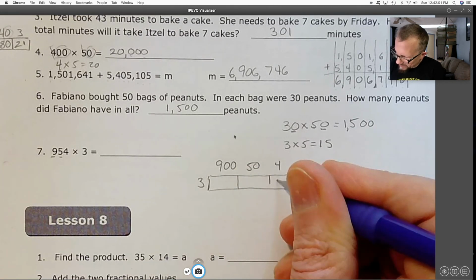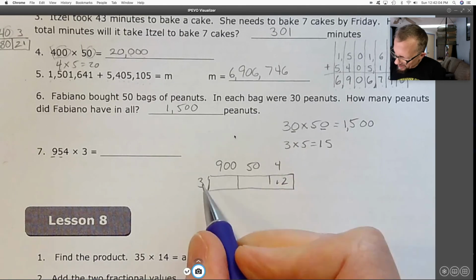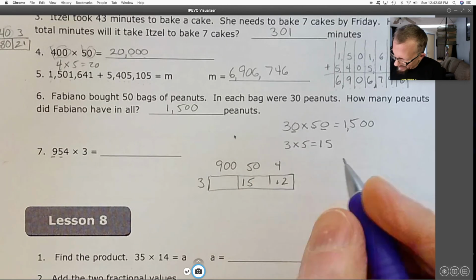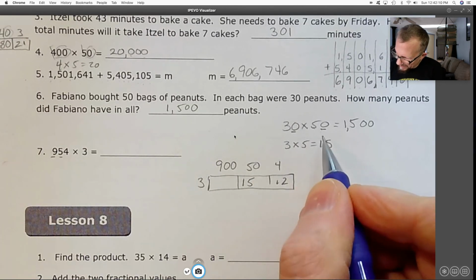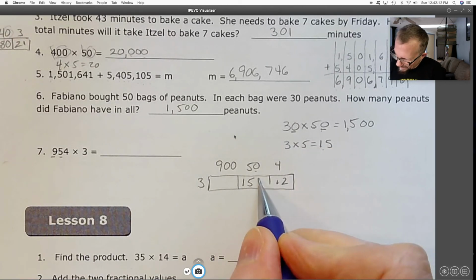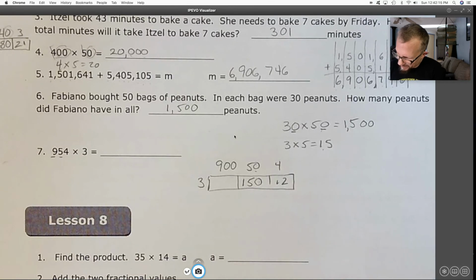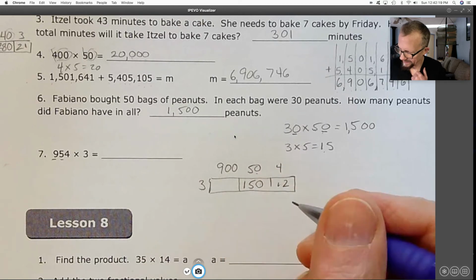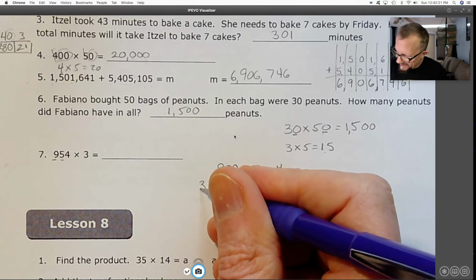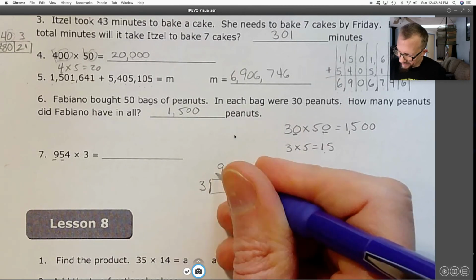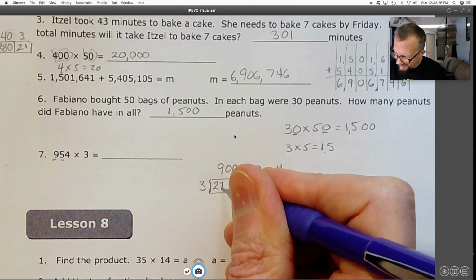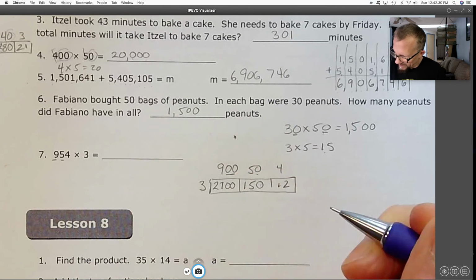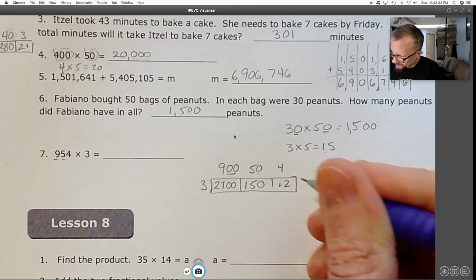So 3 times 4 is 12. 3 times 5 is 15, kind of like up here. But this time there's only a 0 for the 50. So we just place that one more 0. 5 tens, so 15 tens because we have 3 of them. Lastly, we've got 3 times 900. We can think 3 times 9 is 27. But we've got hundreds here, so 2,700. And now we add it all up.